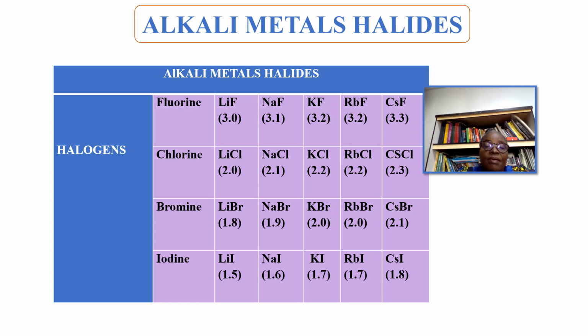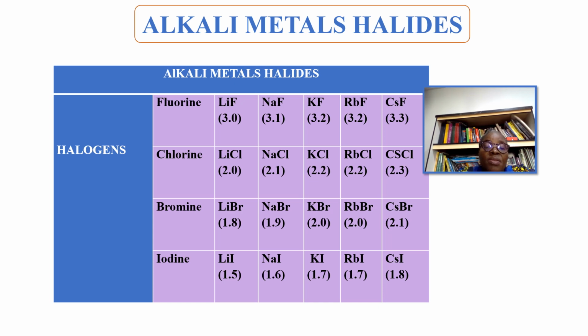The alkali metal halides. All metal halides are white ionic crystalline solids. They contain the elements of group 1 and group 7 of the periodic table. The higher the number, the more ionic the solid is. From the table shown, you can see that these metals react with the halogens. They can react with fluorine, chlorine, bromine, and iodine. And the ionicity increases down the group.